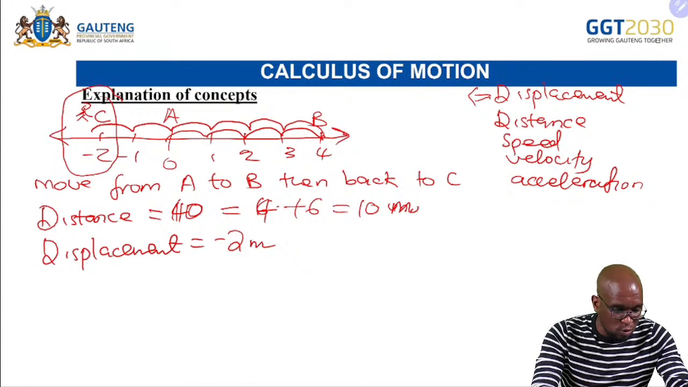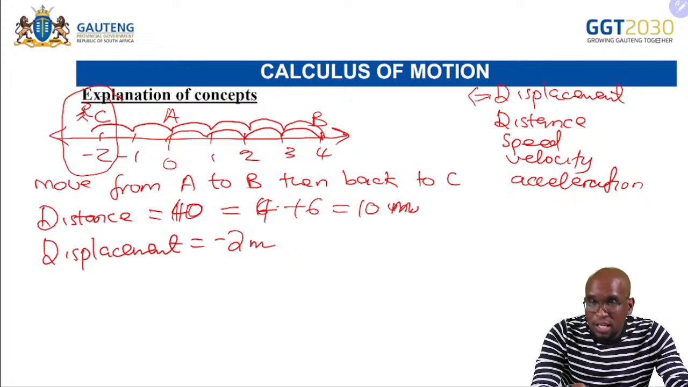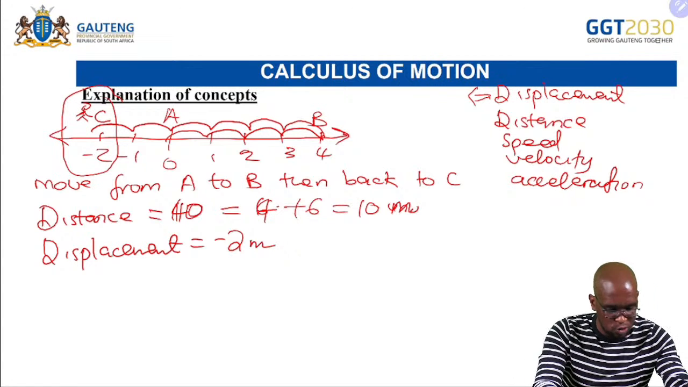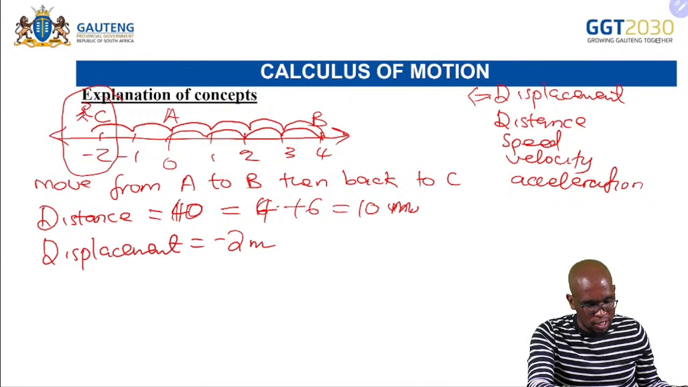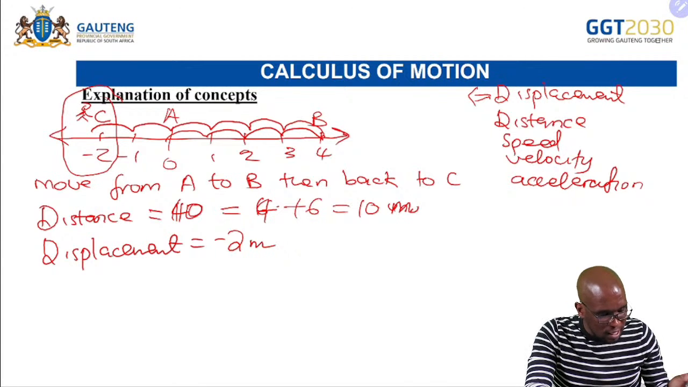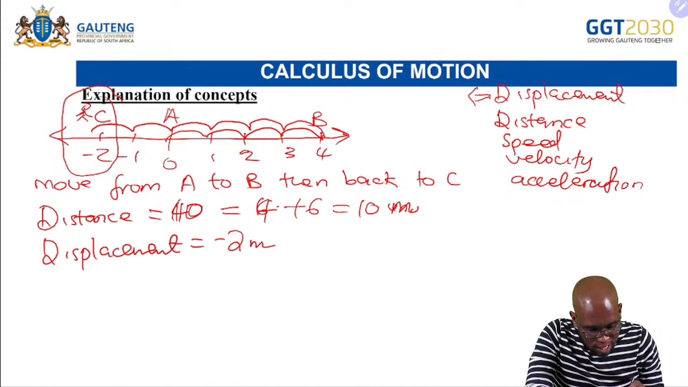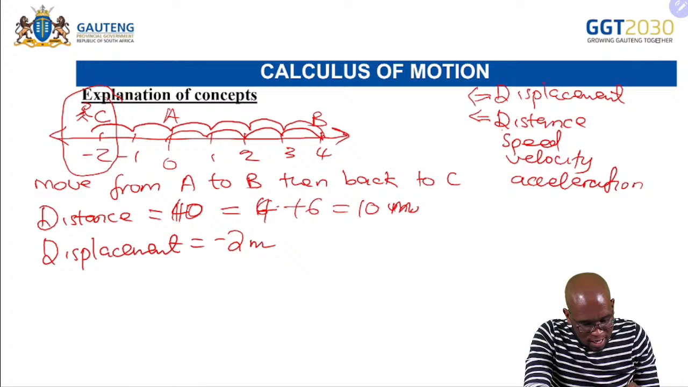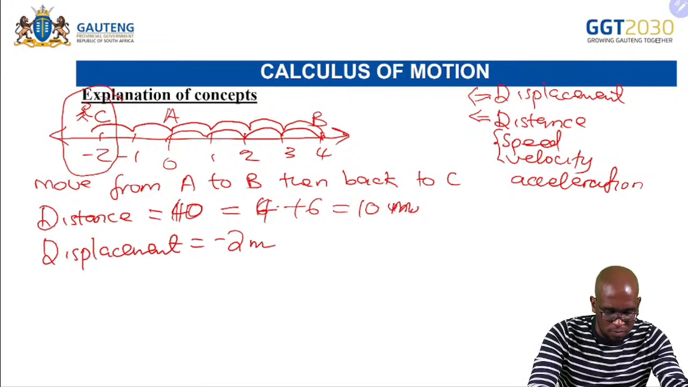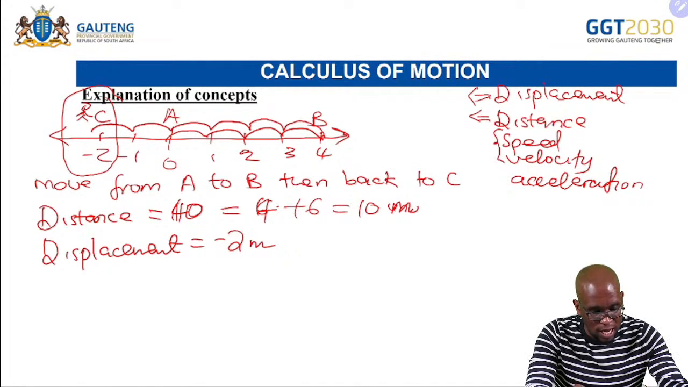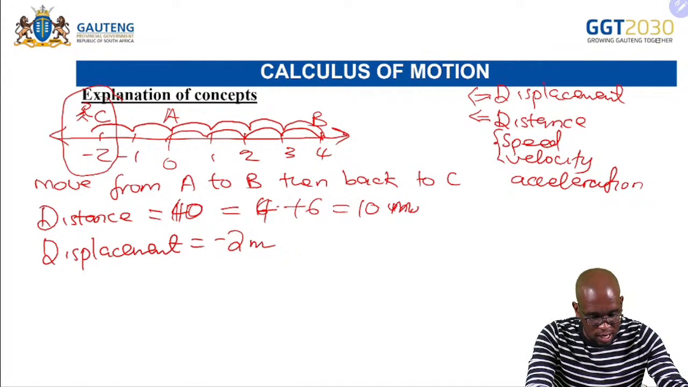So the displacement would be your position. The distance would be the total length that is traveled. So with the displacement, you just check where the object is and you describe the position of that particular object. So we say that displacement has direction and distance has no direction in this case. Similarly, speed and velocity. Speed, just like distance, has no direction, whilst velocity has direction.